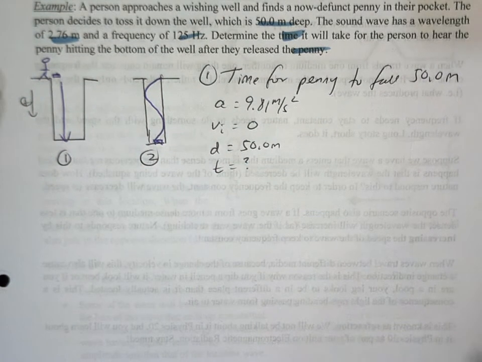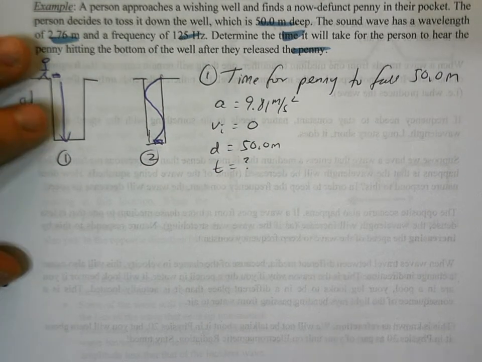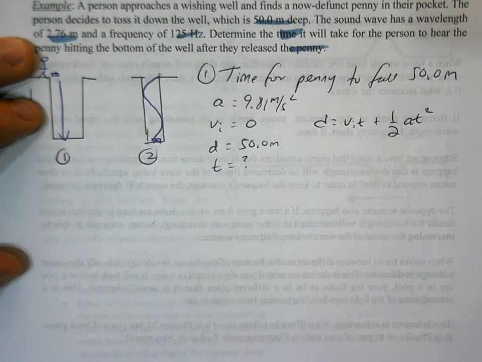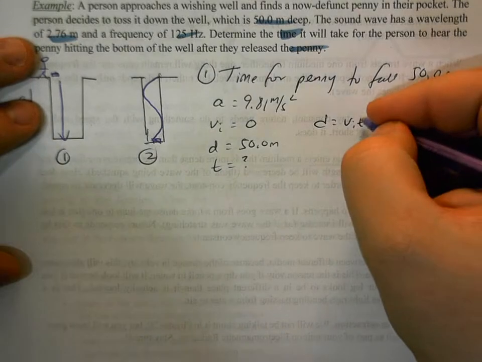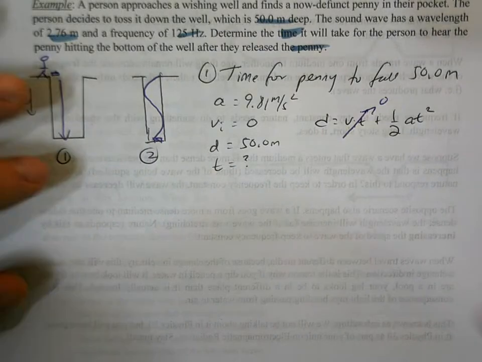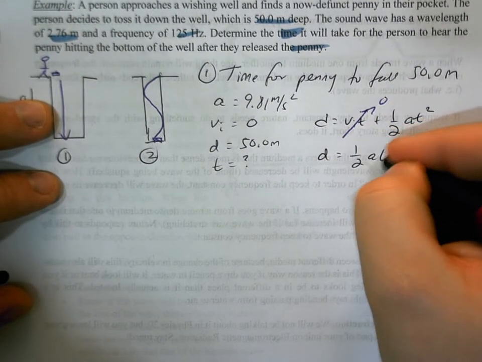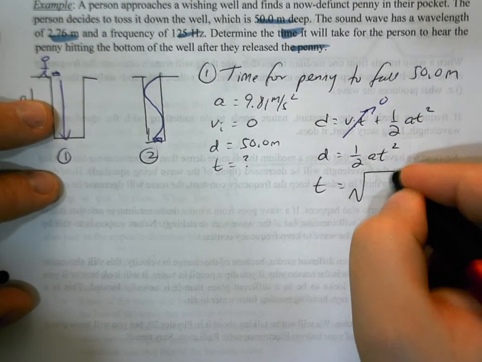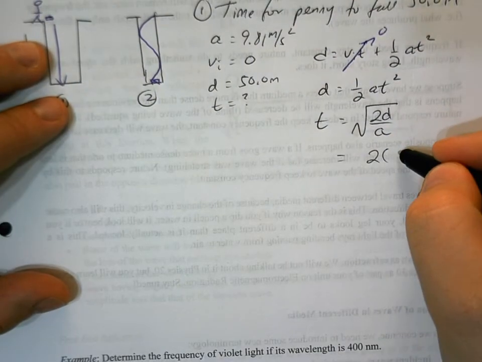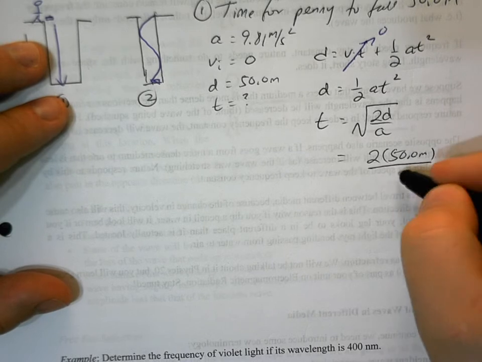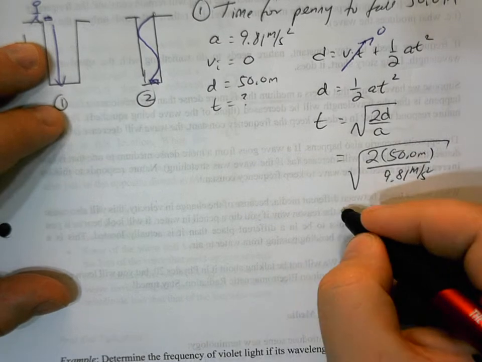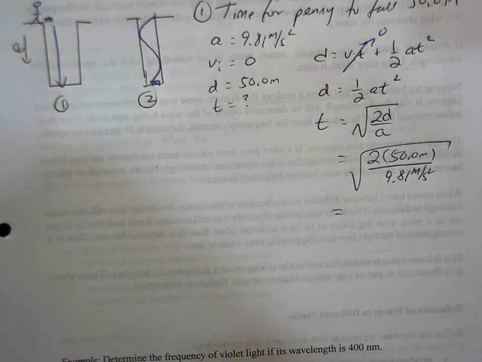So we need an equation that has a, Vi, d, and t. So d equals Vi t plus half a t squared is going to come to the rescue. And we always love this equation when we're dropping something because the whole Vi part goes away. So we have d equals half a t squared. And we have rearranged this one quite a few times, so we could say that t is equal to the square root of 2d over a. So we have 2, and then we have that distance of 50 meters divided by the acceleration, 9.81 meters per second squared. So this is going to give us, what are we getting here?